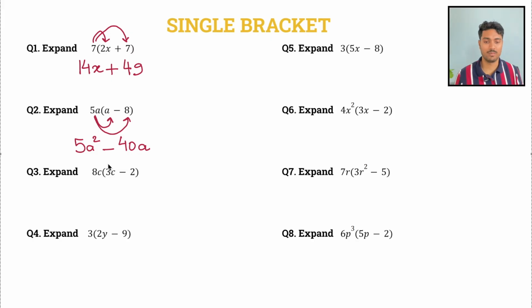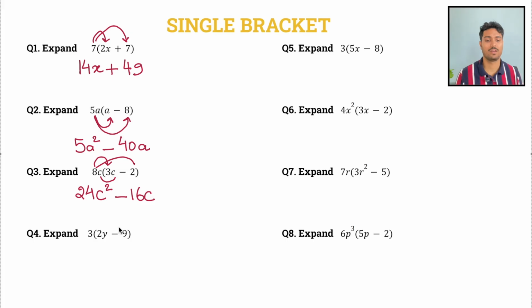Question number 3. Again, number will multiply with number, so 8 will multiply by 3, so 8 3s are 24. And c will multiply with c, so it will become c square. Now 8c minus 2, so positive and negative is negative. 8 into 2, 16 with c, because there's only one c outside and there's no other variable. So 24c square minus 16c square. I hope this is clear.